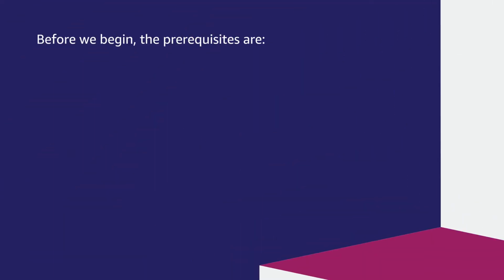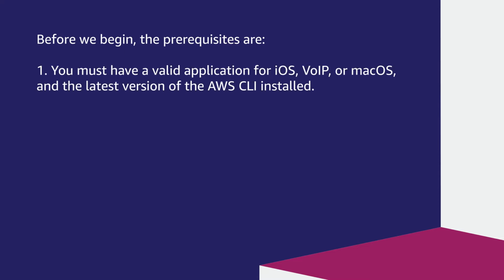Today, I'm going to show you how to create an APNs platform application for sending push notifications in Amazon Simple Notification Service using the AWS command line interface. Let's get started. Before we begin, the prerequisites are you must have a valid application for iOS, VoIP, or macOS, and the latest version of the AWS CLI installed.